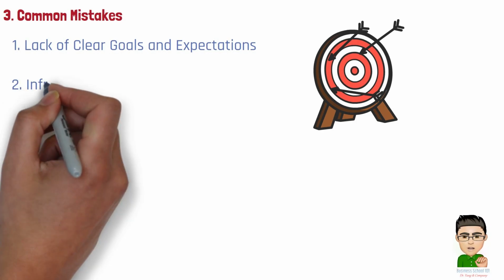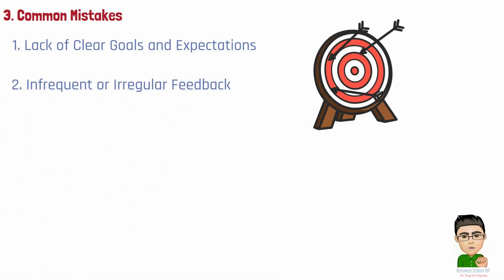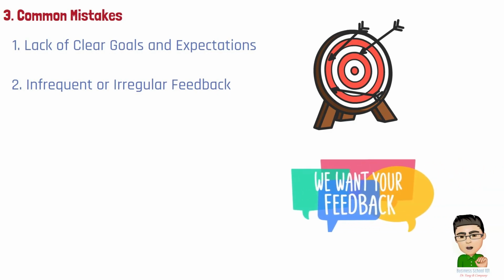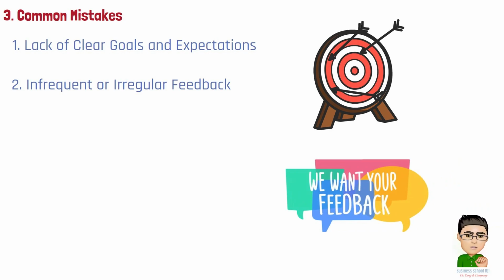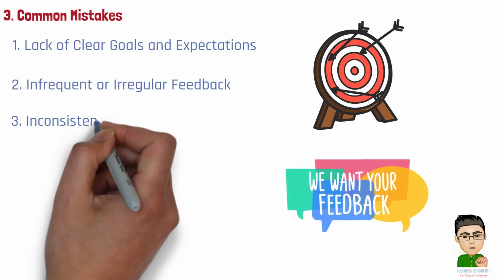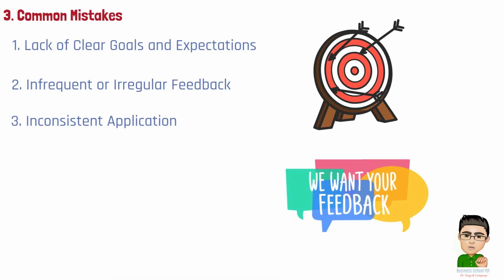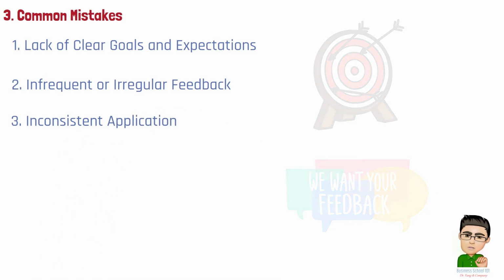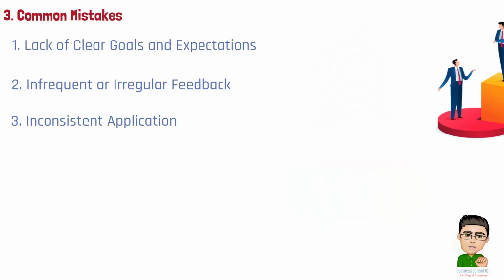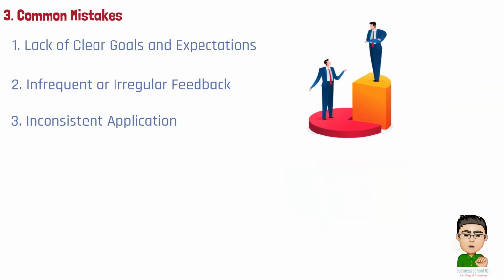Number 2. Infrequent or irregular feedback. Feedback should be ongoing, not limited to annual performance reviews. Waiting too long to provide feedback can result in missed opportunities for improvement and frustration among employees. Number 3. Inconsistent application. Inconsistent evaluation and reward practices can create perceptions of favoritism and unfairness. Performance management should be applied consistently across the organization.